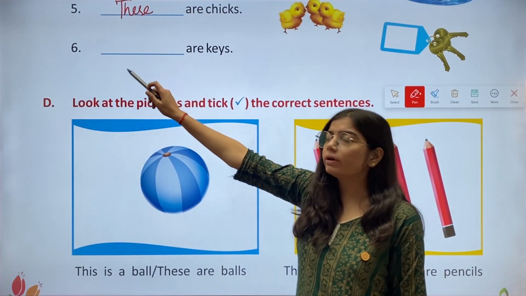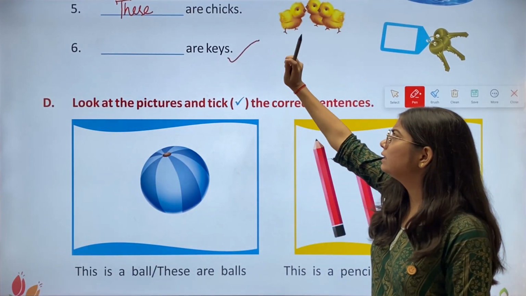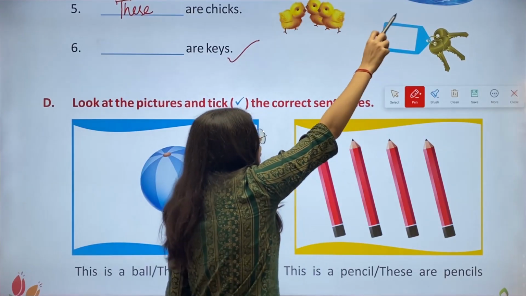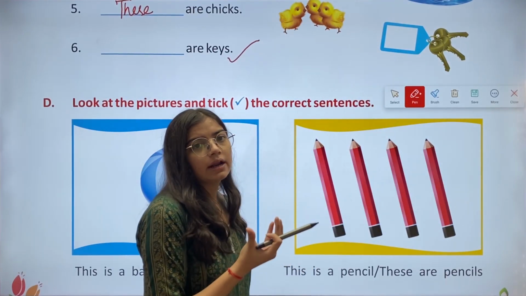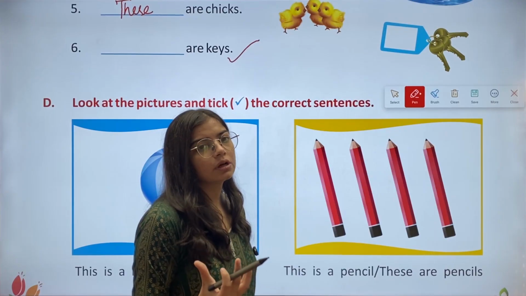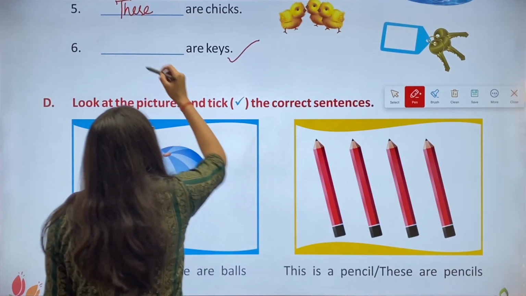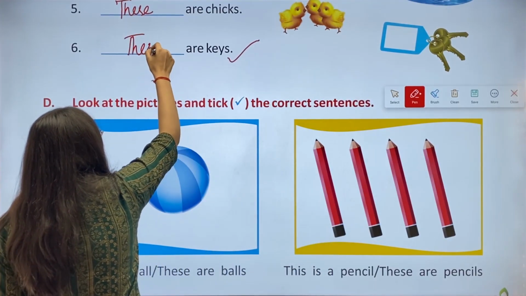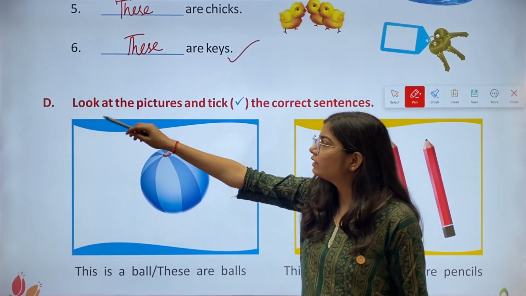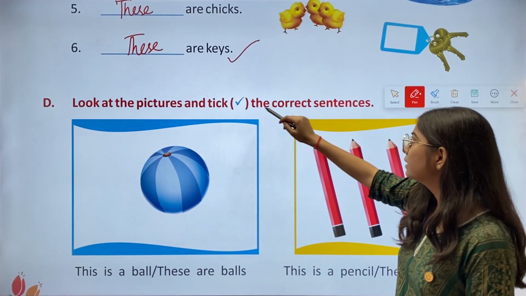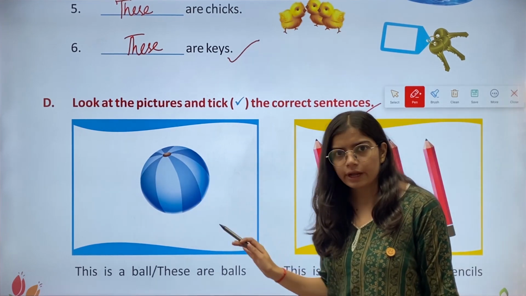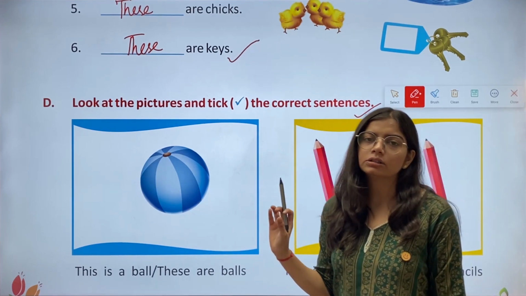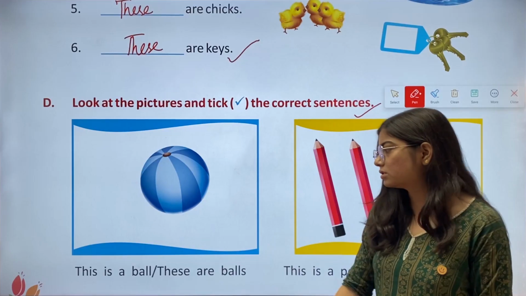Then we have sixth one, dash are keys. Here are the keys. These keys are near to us, so we use the word these. Then we have D, look at the pictures and tick the correct sentences. So we have to look at some pictures and tick on the correct sentence.